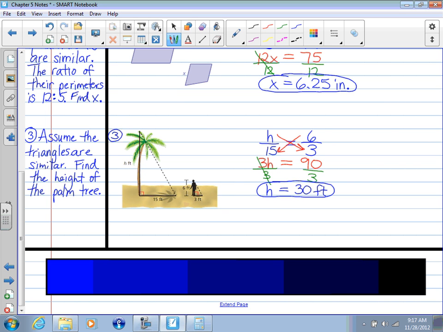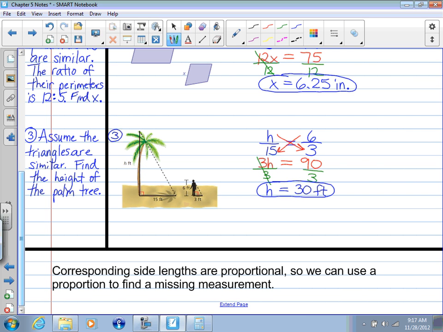Okay, so let's look at the summary of this lesson. Since we know that corresponding side lengths are proportional, we can use proportions to find the missing measurement just by solving our proportion.